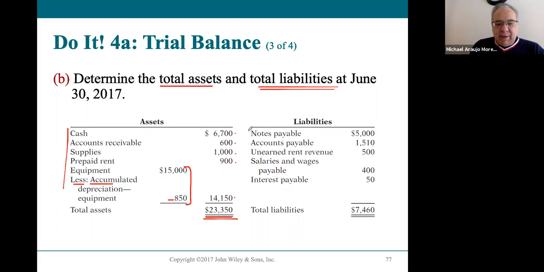Liabilities, all the liability accounts have credit balances. So you'd look in the credit column, identify your liability accounts. Notice they have an unearned rent revenue account. Right? Unearned means that they were paid up front. They owe that space for whatever period of time, the week, the month, what have you. Right? Total liabilities, 7,460. Now, if your total assets are 23,350 and your total liabilities are 7,460, the difference is your stockholders' equity, right? Because assets equals liabilities plus stockholders' equity. But if you only have two of those numbers, you can solve for the third.